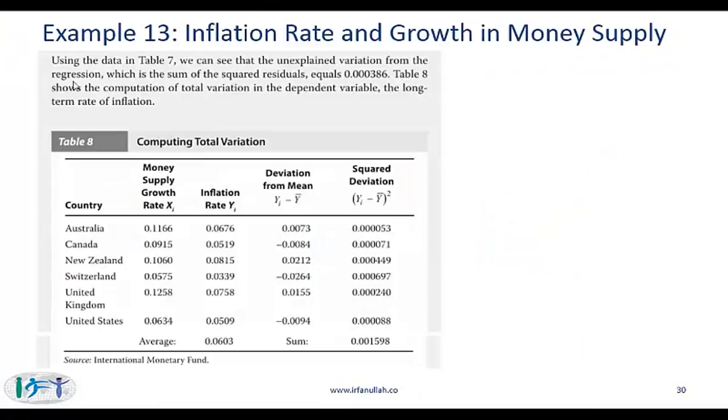Okay, so here in example 13, I'll not spend much time on this, but you can go over it if you want. It is giving you the data. We are still looking at the money supply growth rate with inflation, and we are using the mechanism that I just talked about to come up with the R squared. Now here is a question. Let's say we come up with the R squared, and then we take the square root of the R squared. What should we come up with? R. We should come up with R, which is the correlation.